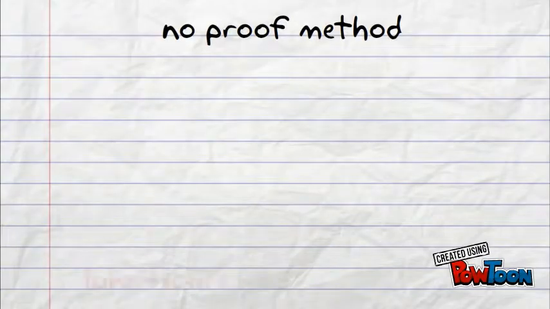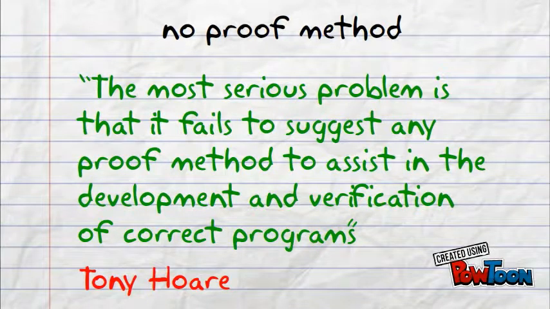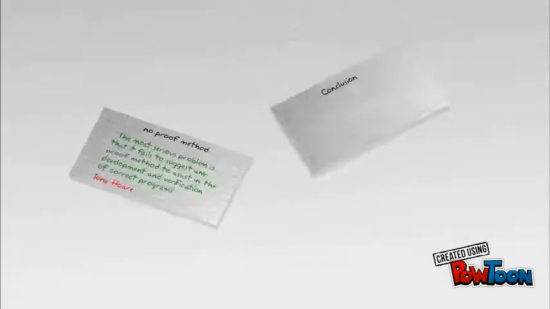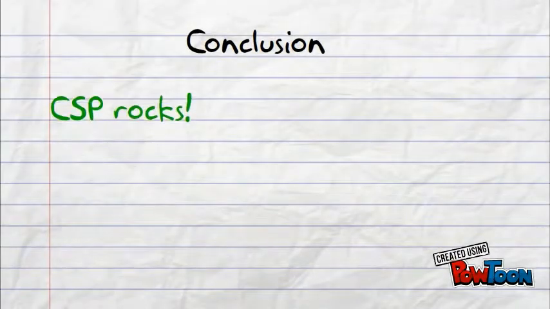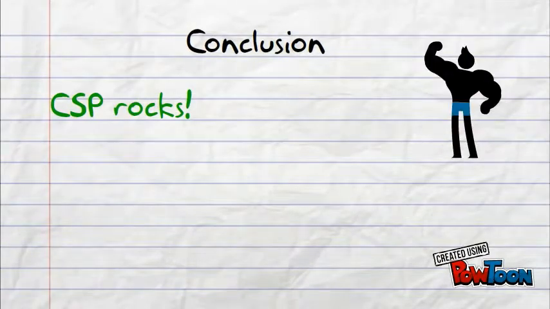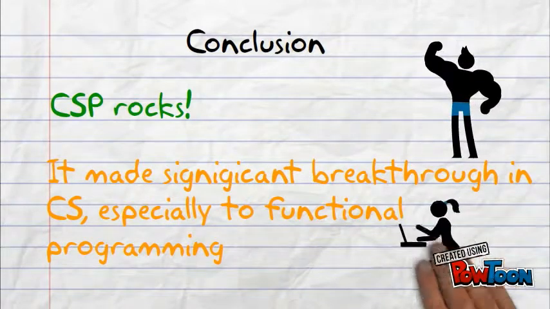The third is quoted from Tony Hoare. The most serious problem is that it fails to suggest any proof method to assist in the development and verification of correct programs. I'd like to add that CSP shifts the responsibility of correct termination of the program to the programmer, as program termination cannot be proved. Nevertheless, CSP rocks and made a significant breakthrough, especially in functional programming.